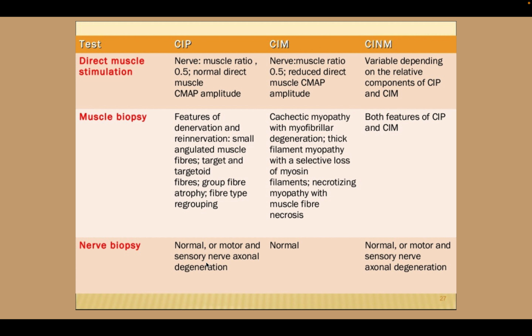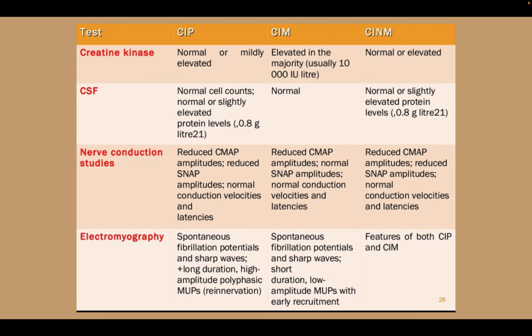The same thing is with nerve biopsy. You can have normal or motor and sensory nerve axonal degeneration in CIP, and you can actually have a normal nerve biopsy in CIM, which is very clearly understood. CPK, of course, can be elevated in CIM, that is critical illness myopathy. CSF can be normal in almost all, except for slightly elevated protein levels in all three, except of course in CIM where it would be absolutely normal. Nerve conduction studies show reduced CMAP.